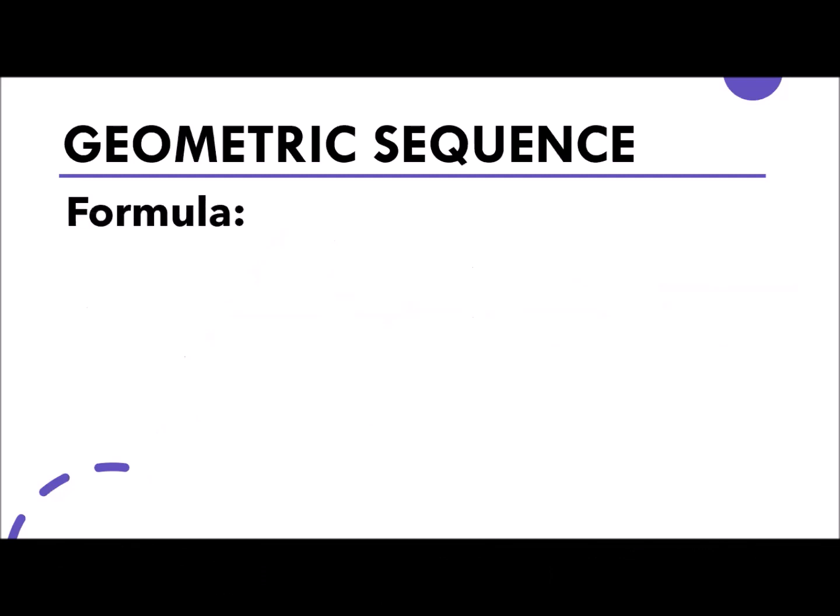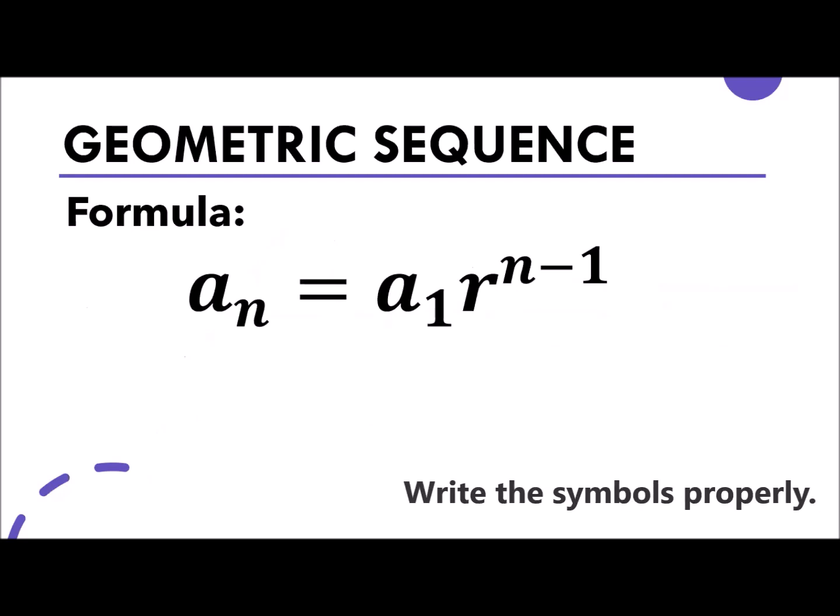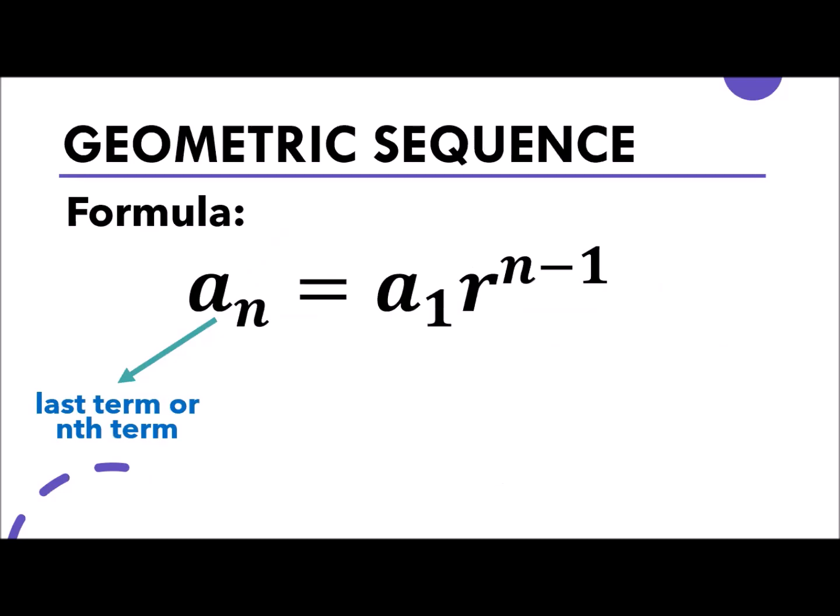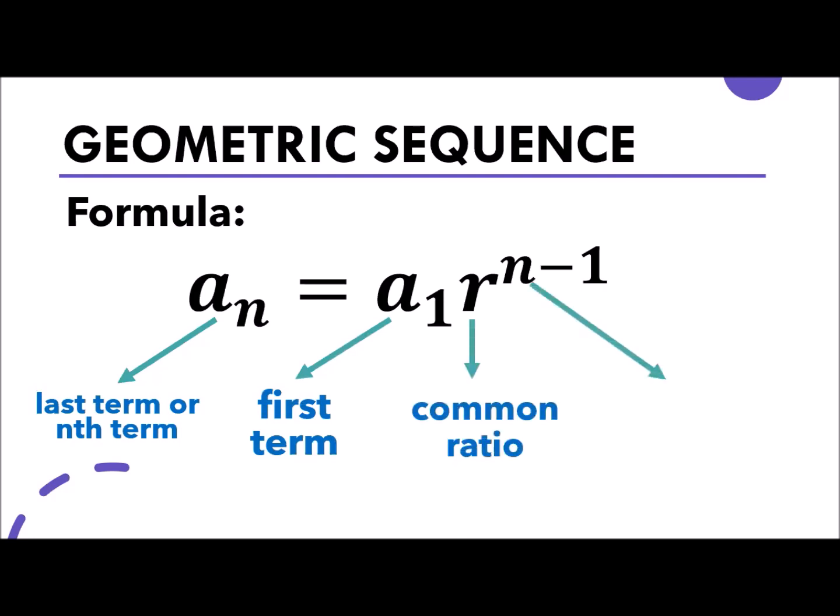Next thing, in geometric sequence, we need to remember some of the formulas. Okay, this is the main formula for geometric sequence. That is a sub n is equal to a sub 1 times r, that's the common ratio, raised to n minus 1. So, be careful with the exponents. So let's recall the symbols. A sub n, that is what we call the last term or the nth term. And a sub 1, we all know that that is the first term. r is the common ratio. And n, that is the number of terms.